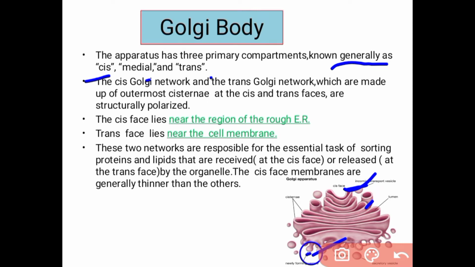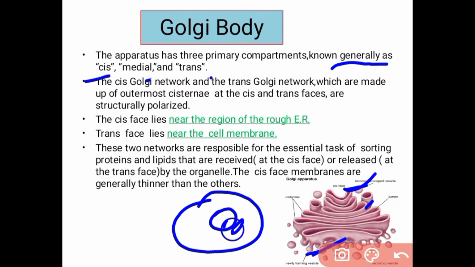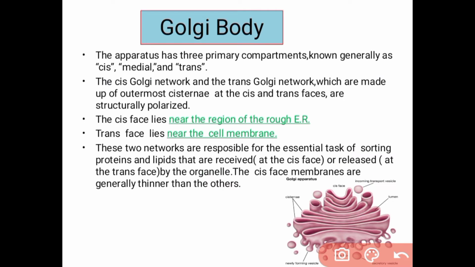If this is the nucleus, then here the cis face is present and the trans face is present toward the cell membrane. These two networks are responsible for the essential task of sorting the proteins and lipids that are received at the cis face.